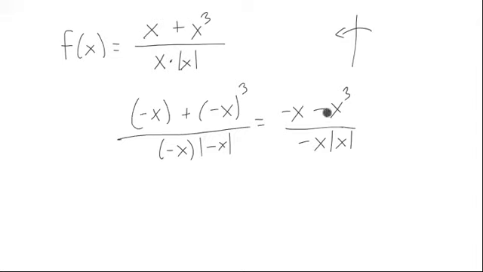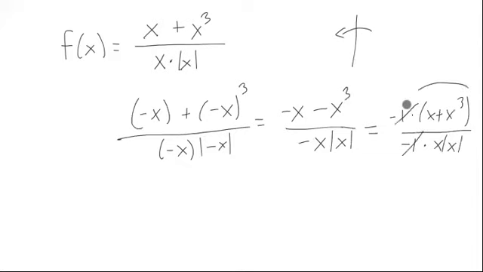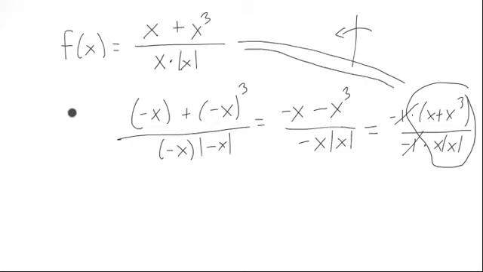What if we were to factor out a -1 out of the top and a -1 out of the bottom? Notice that these cancel. We're just left with x plus x cubed over x times the opposite value of x. Notice that that's the exact same as the original. That means that this function is even, since a horizontal reflection this way gave us back the exact same function.